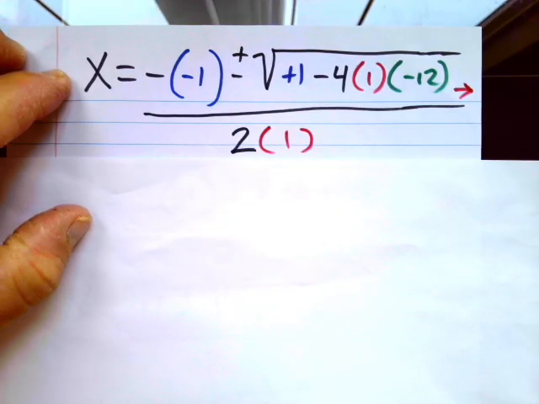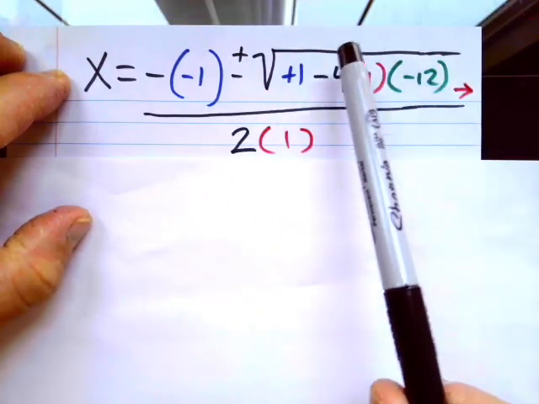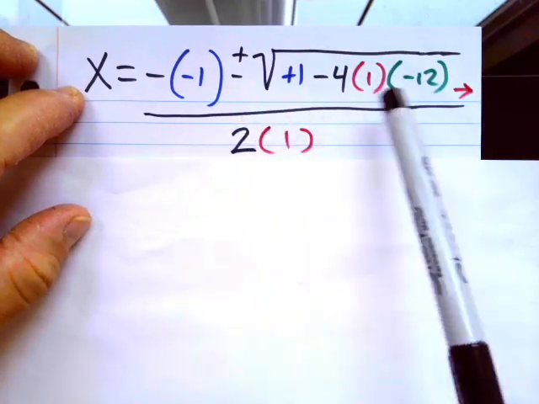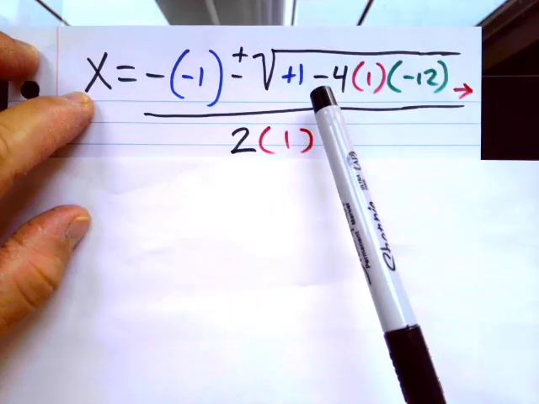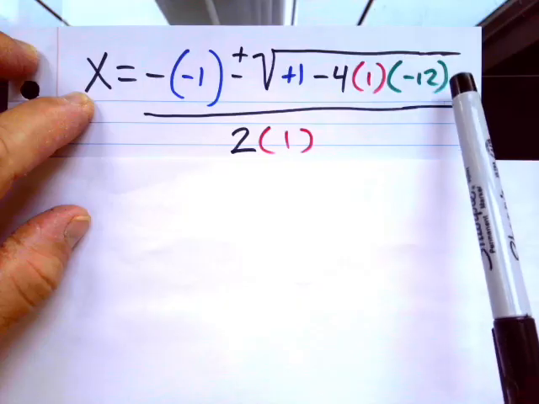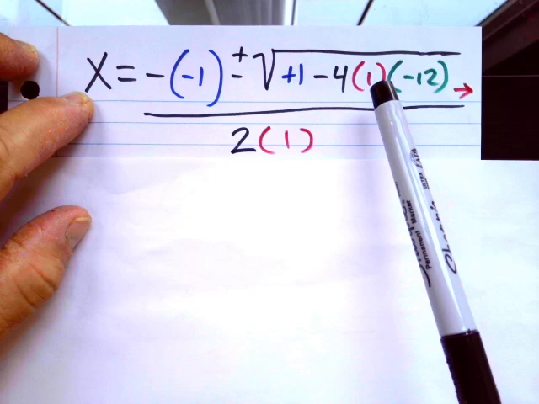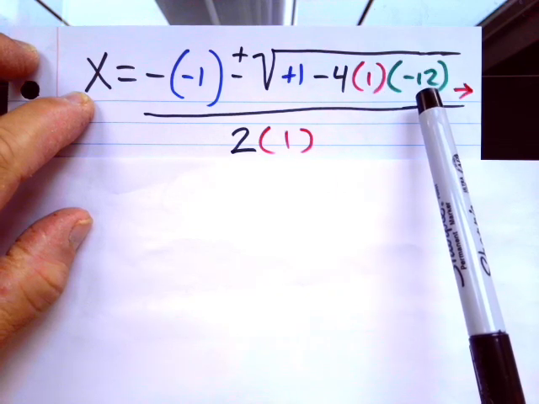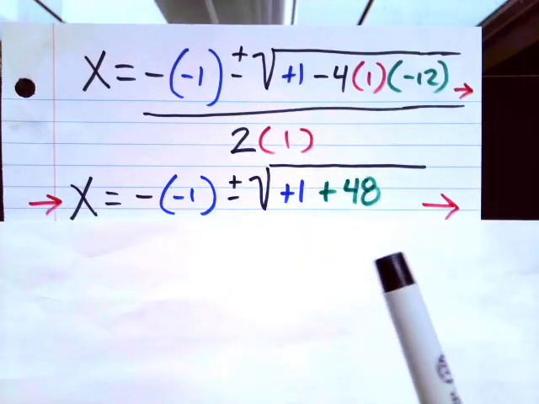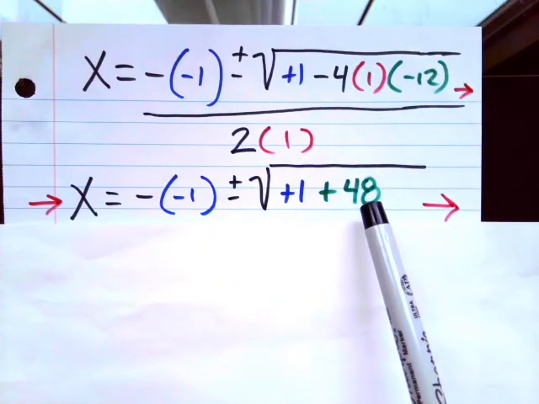So I'm going to ask myself, focusing inside the radical because that's considered a parenthesis. Are there any parentheses in here I can simplify? No. Any exponents? No. Can I multiply or divide? Yes. -4 times 1 is -4. And then I'm going to take that -4 and multiply times this term, -12. -4 times 1 is -4 times -12 is a positive 48. I'm going to show you that here. So again, -4 times 1 times a -12 is a positive 48.